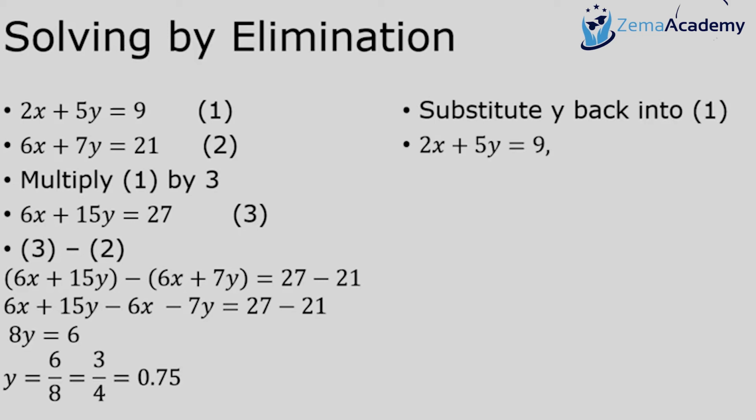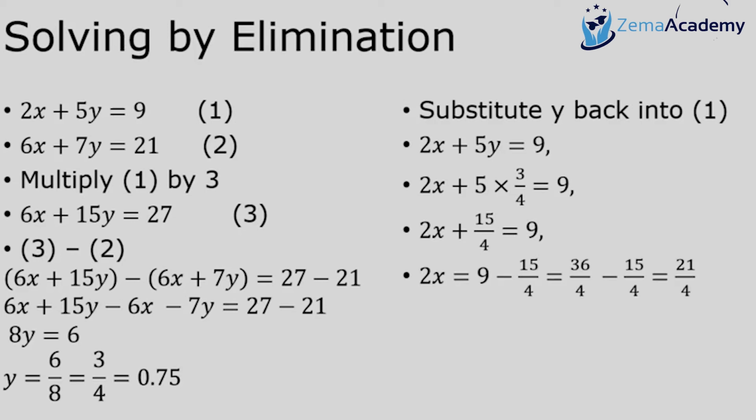So if 2x plus 5y equals 9, 2x plus 5 times 3 over 4 is 9. I've done it in fraction form, so 2x plus 15 over 4 is 9. I'm going to take 15 over 4 from both sides. I've developed the fraction here, so I've turned 9 into 36 over 4 minus 15 over 4. And that equals 21 over 4.